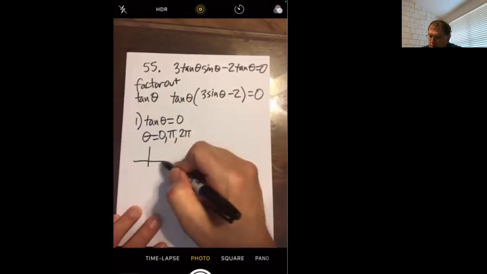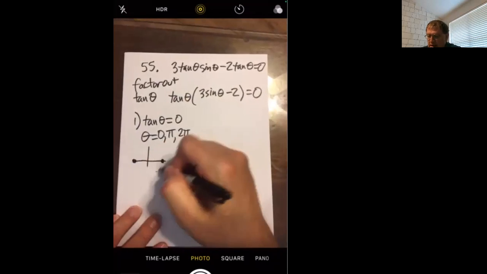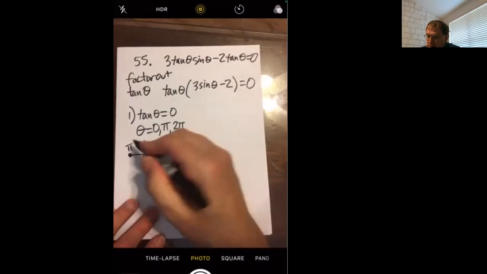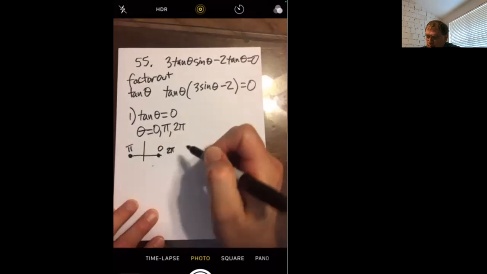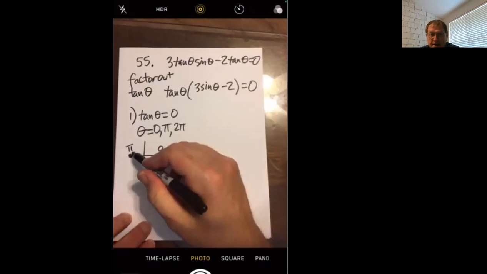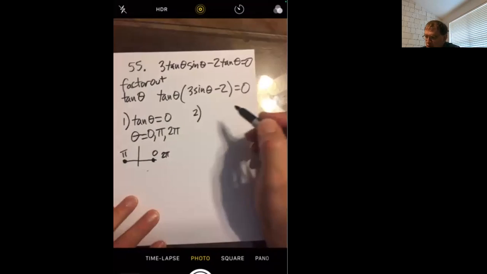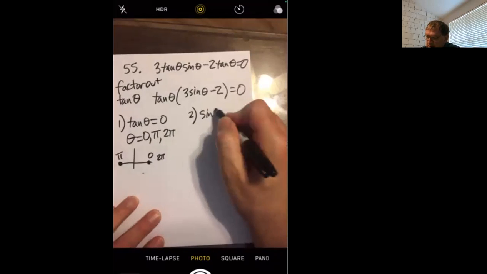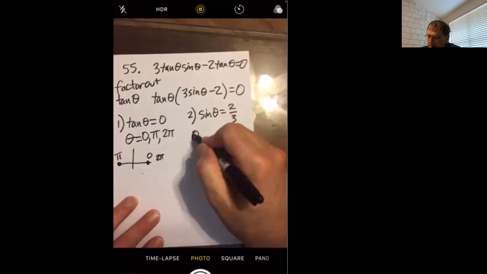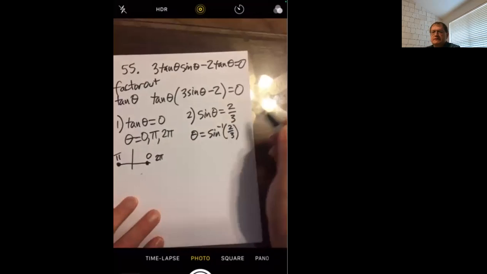Tangent theta, where your y over x is 0, here and here. So a lot of times you report 0, then you report pi, and you can report 2 pi. 0, pi, and 2 pi, because your coordinates are 0 over 1 and 0 over negative 1. Over here, sine theta equals 2/3. Theta then is arc sine of 2/3.